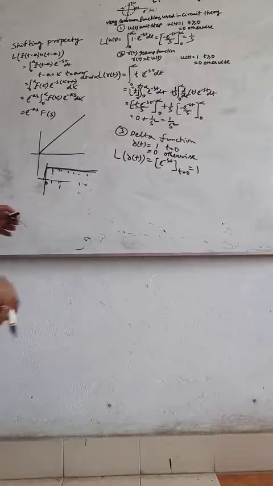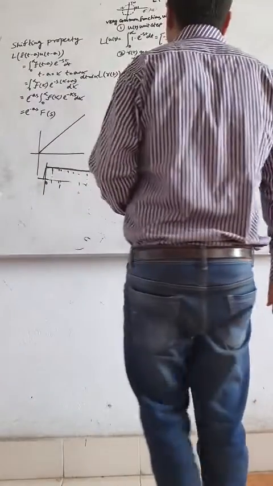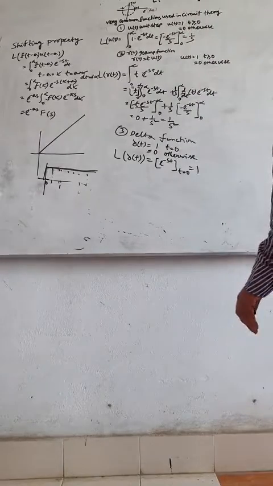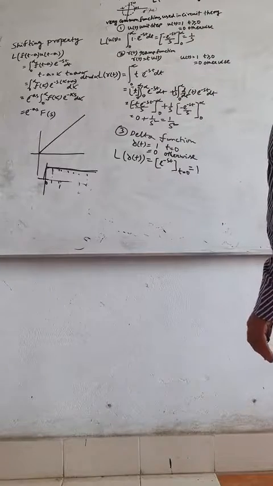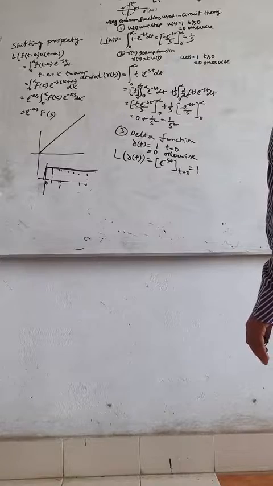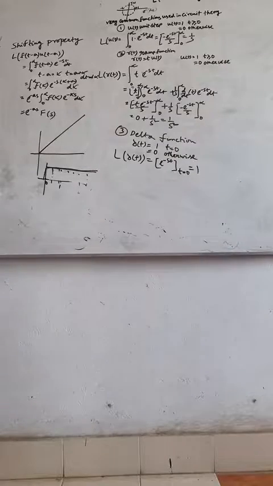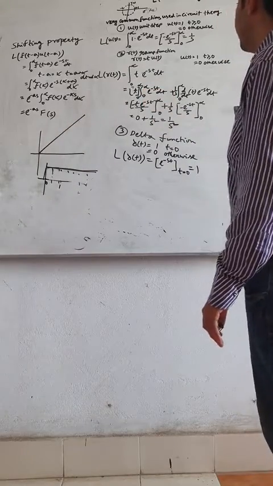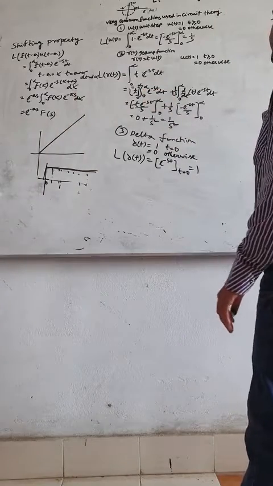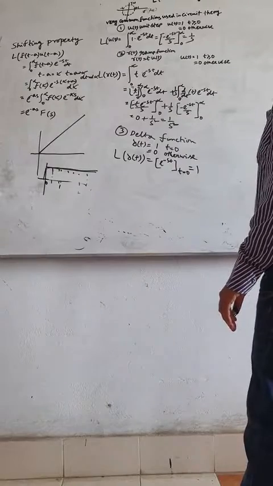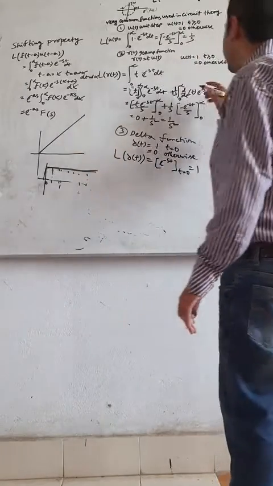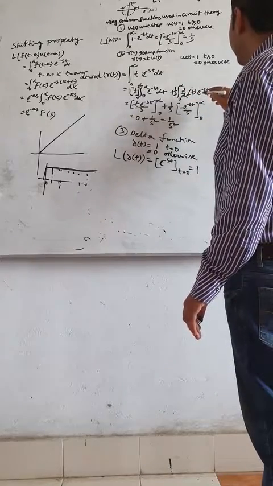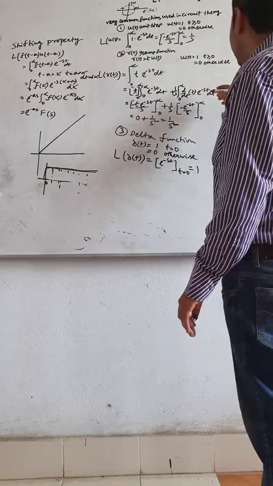So what is the Laplace transformation of the ramp function? The ramp function means t u(t). So the Laplace transformation of r(t) is the integral from 0 to infinity of t into e to the power minus st dt. Let us do this by using integration by parts: the integral of t times e to the power minus st dt, minus the integral of the derivative of t times the integral of e to the power minus st dt.